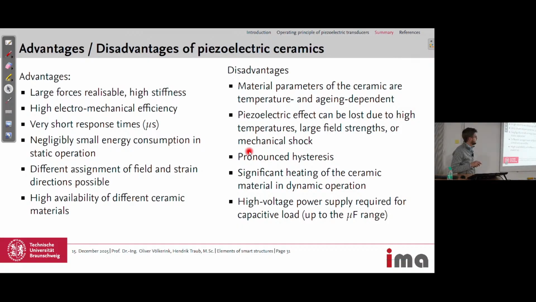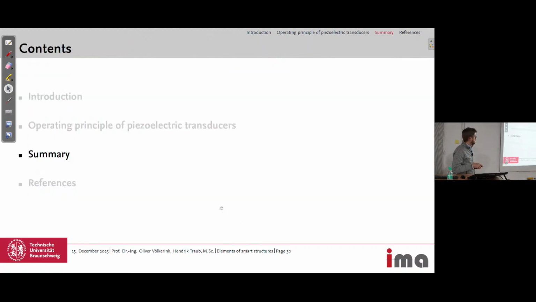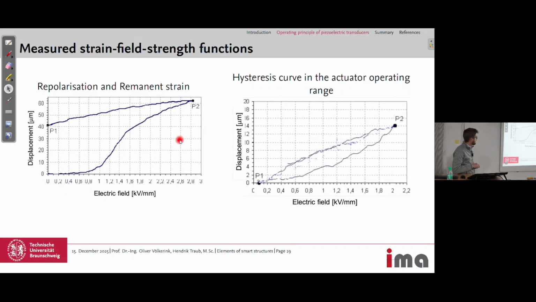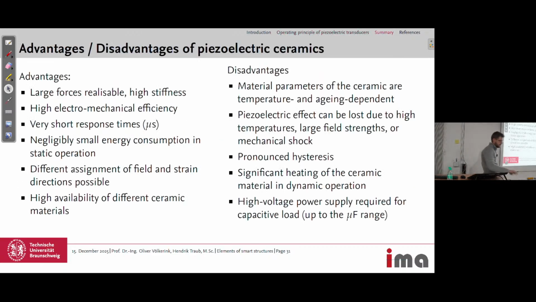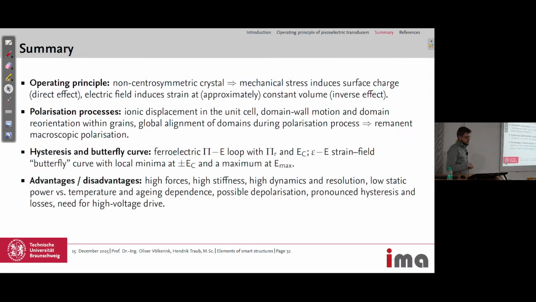We have a pronounced hysteresis, so no unique transduction, and we have significant heating of the ceramics in dynamic operation, and we need a high voltage power supply for the capacitive load. As we saw here, we are going up to really high voltage numbers, so you need a high voltage amplifier like this one we use in the experiment. And with this, I come to the overall summary for this lecture.